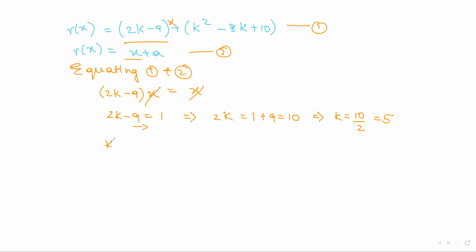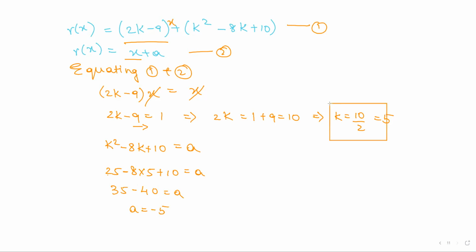The second value is k squared minus 8k plus 10. This value is equated with the constant a. If you substitute k equal to 5 in here, 25 minus 8 into 5 plus 10 is equal to a. 25 plus 10 is 35, minus 40 is equal to a, which means a is equal to minus 5. These are the values of k and a required.